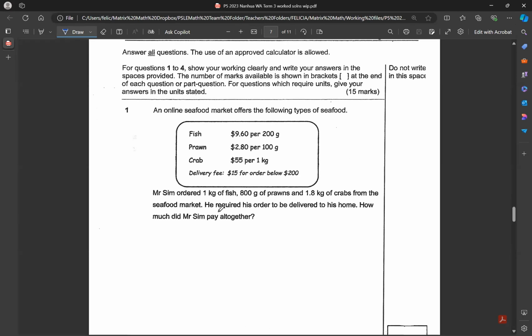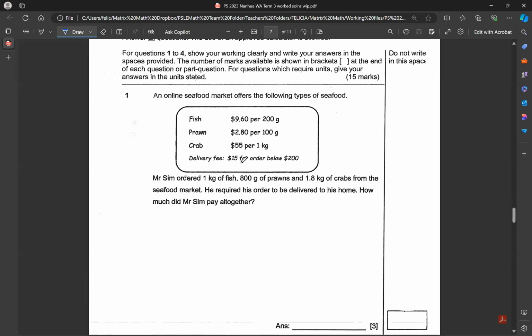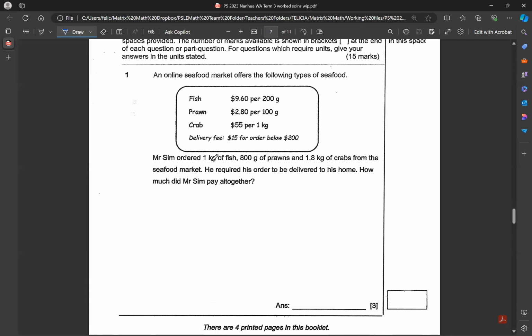All right, so based on the mass of fish first, we look at a fish. So the price stated here is every 200 grams, you pay $9.60. Right, so we're going to find out how much 1 kg of fish costs first. So 200 grams costs me $9.60. Since I'm paying for 1 kg of fish, 1 kg is actually 1,000 grams, right? So if you notice, 1,000 grams is actually 5 times of 200.